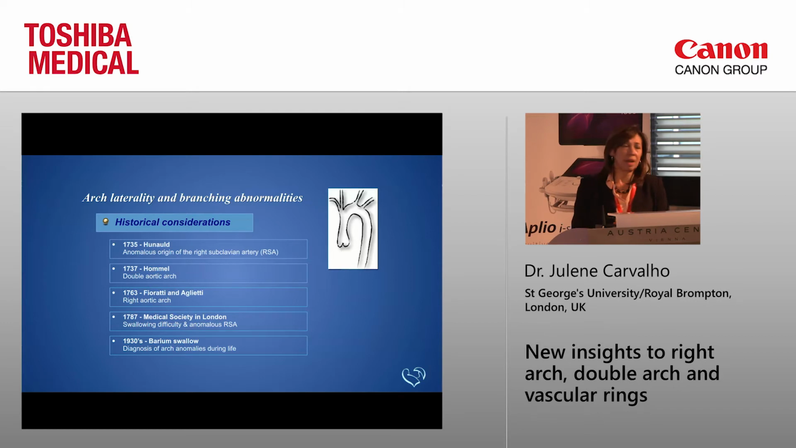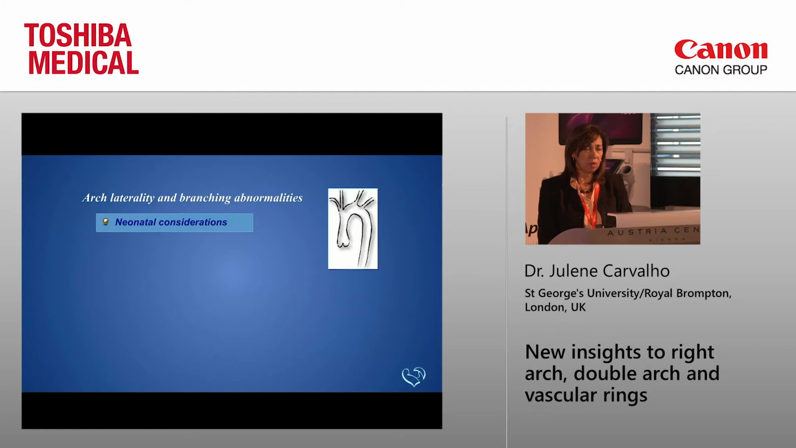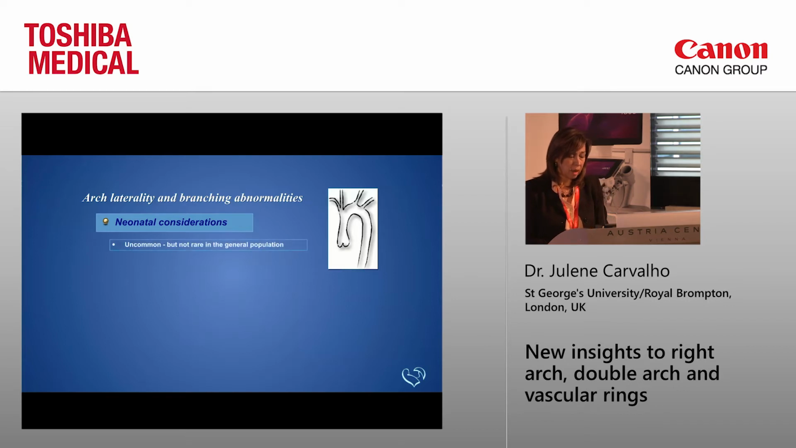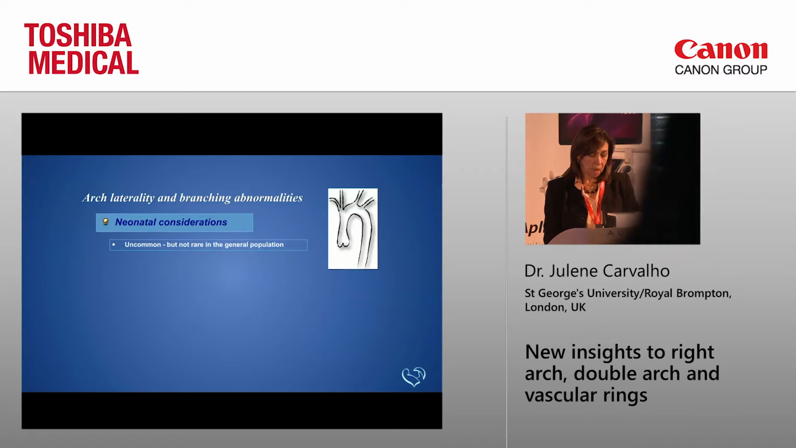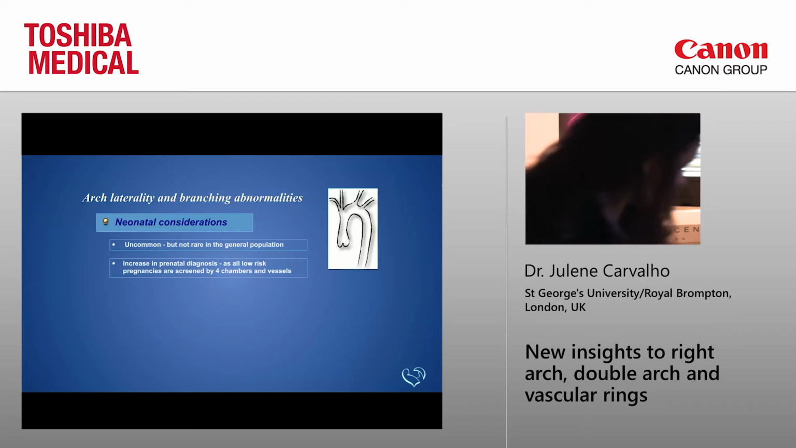Barium swallow was the classical clinical tool to diagnose vascular ring, and just based on that, postnatally children would go for surgery. The first vascular ring surgery was in 1945. So all of this is very old, but now with fetal scanning we are able to understand much more about what constitutes and what does not constitute a vascular ring. For the pediatricians, presentation of right aortic arch is not very common, but in the general population, as I said, it seems to be more common than we anticipated.